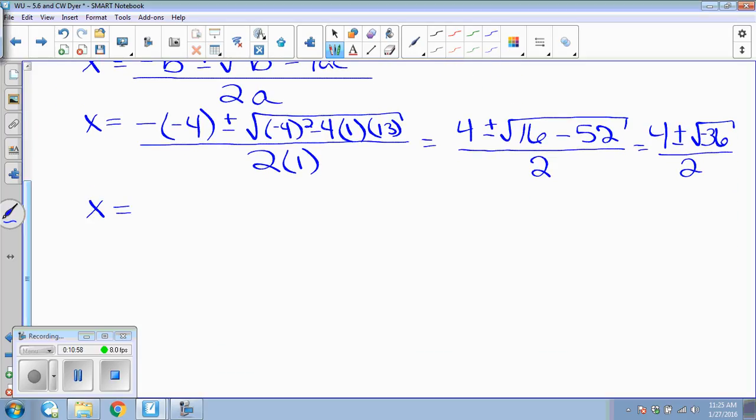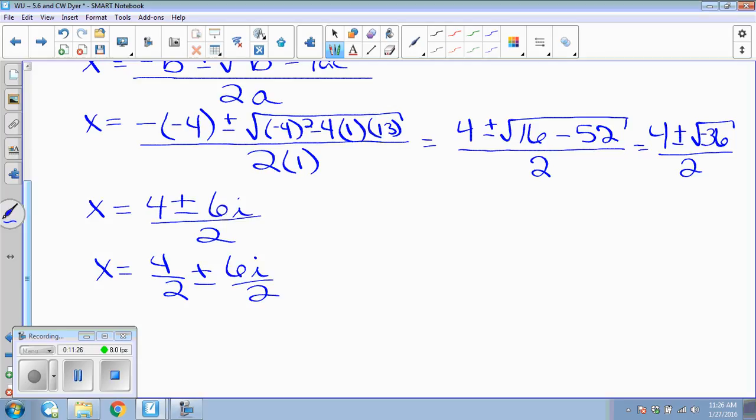So x equals 4 plus or minus what? 6i, very good, all over 2. Now I'm going to put each one over 2. Why? So that I can simplify it, right? Because this is saying divide both of those by 2. Well, I can do that very easily. So x equals, that's 4 over 2 plus or minus 6i over 2.